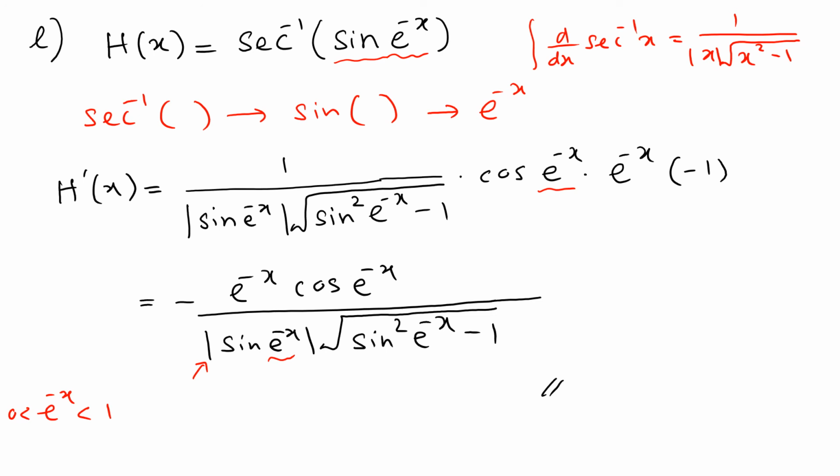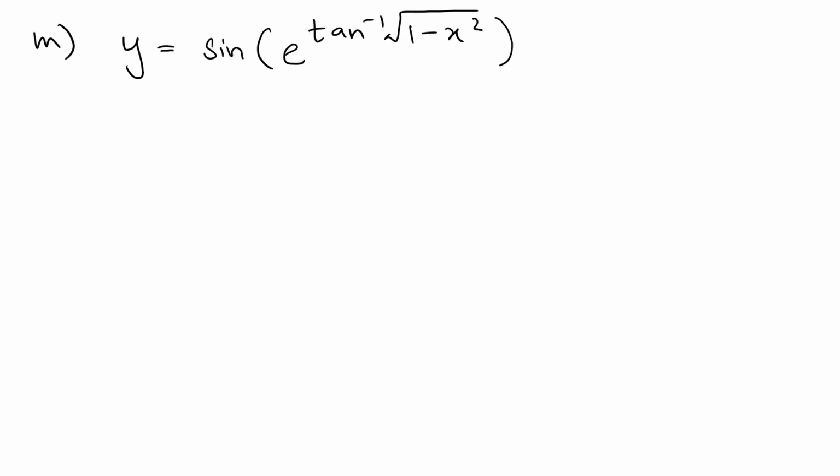Okay, let's look at the next one. As the next one, we have a very interesting function. We have y equals sine e to the tan inverse square root 1 minus x squared. So it can be a little complicated. Let's look at the chain now. If you look at the chain, it may be clear like this, not that bad.